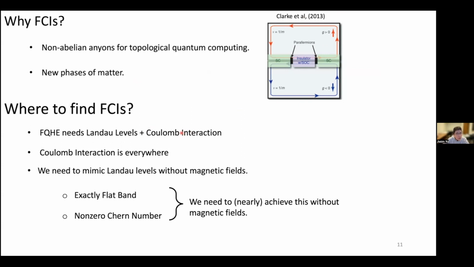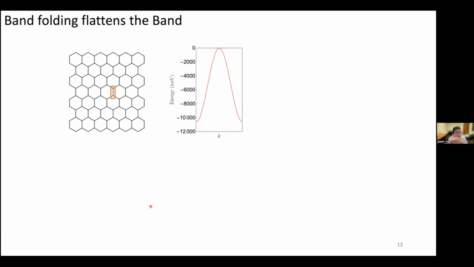Okay, so why Moiré? We want to use Moiré to achieve nearly flat Chern bands, or nearly flat topological bands. To understand that, let us first think about a normal lattice, where this orange loop labels the unit cell. Let us suppose this normal lattice has a cosine-like band at low energy, and all other bands at high energy.